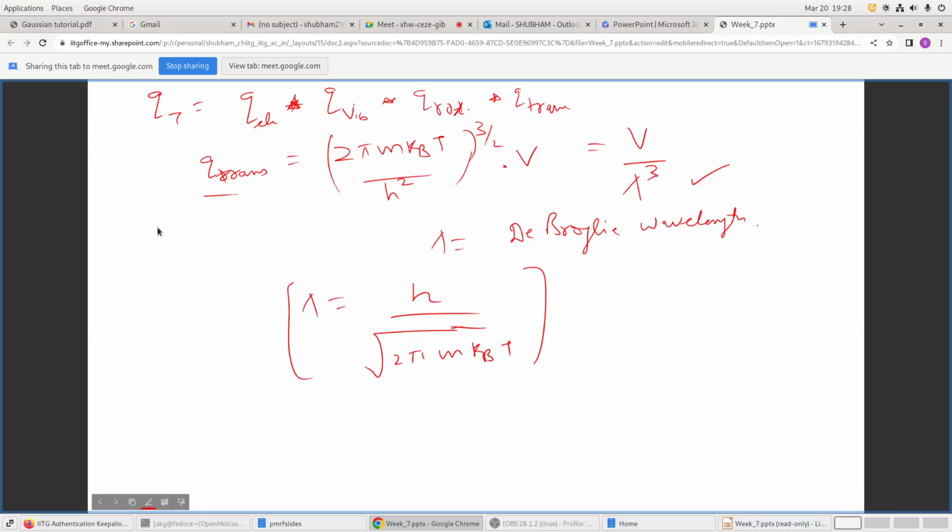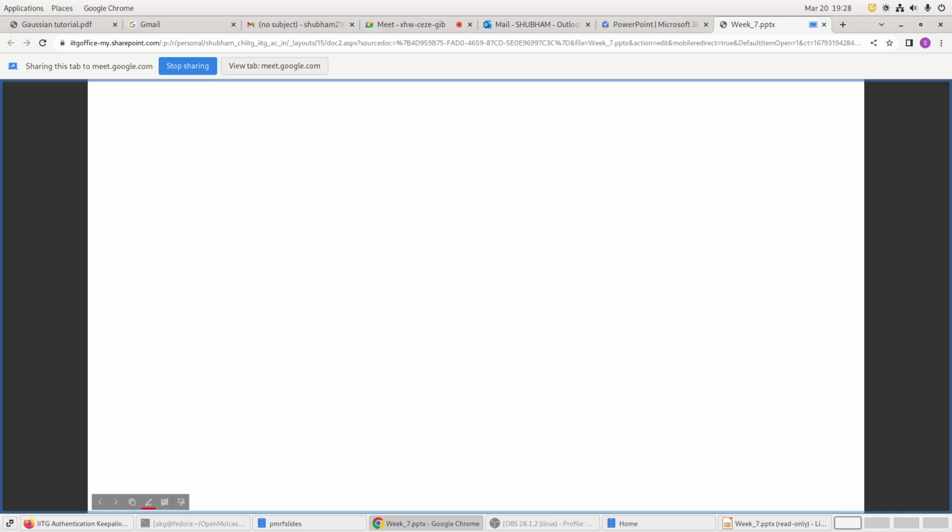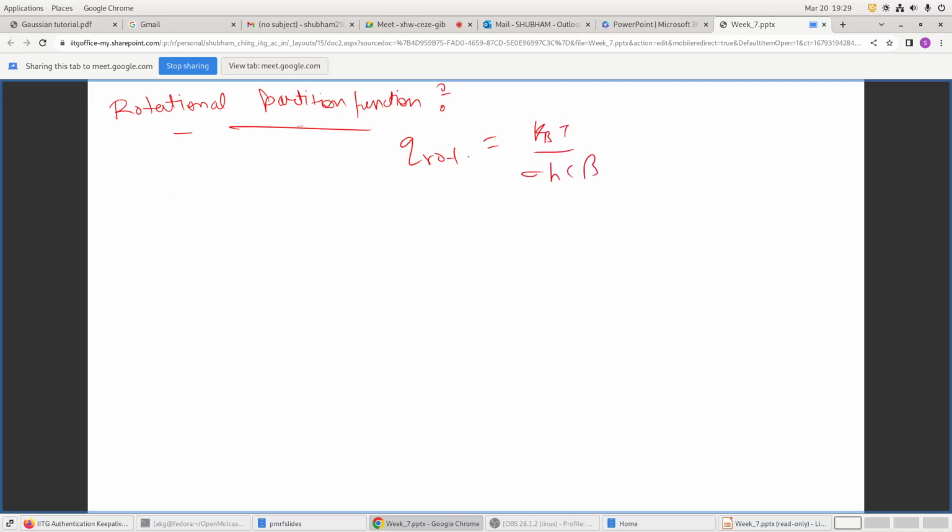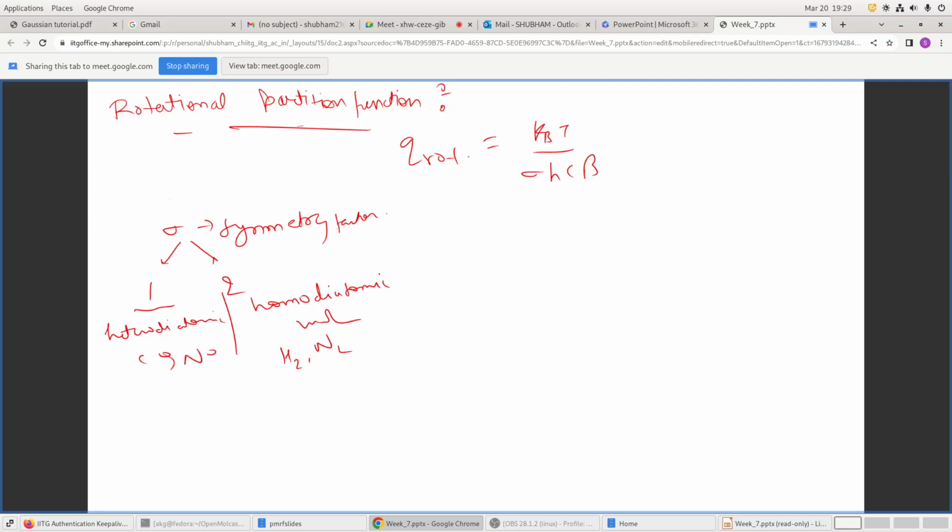Now to the next, the rotational partition function. Q rotational is equal to kBT by sigma hcB. So what is sigma here? Sigma is the symmetry factor, and its value will be either 1 or 2. For heterodiatomic molecules, the value is 1, such as CO, NO, or CN, and for homodiatomic molecules the value is 2, such as H2, N2, etc.